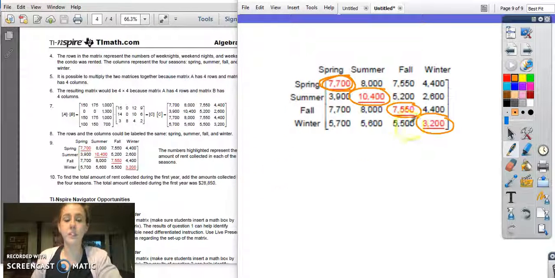So if we wanted to find the total income for the first year, we would simply sum those 4 amounts together. As you can see on the left of the screen here, it will sum to 28,850. Hopefully that's all made sense and worked for you.